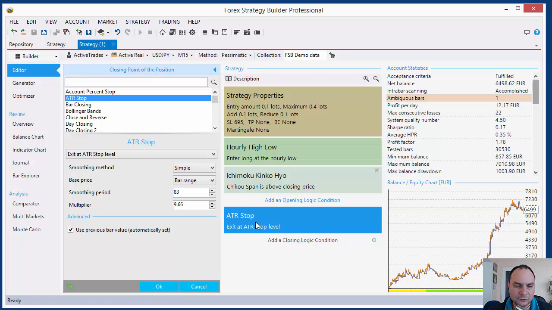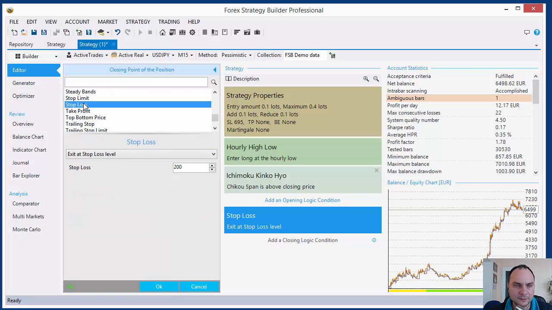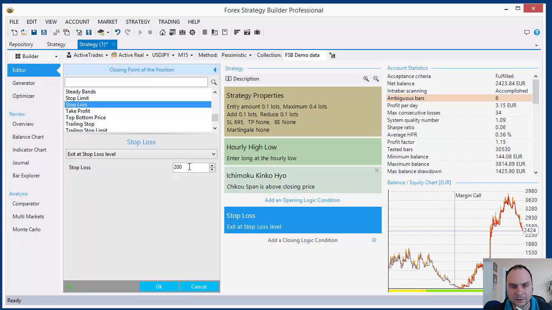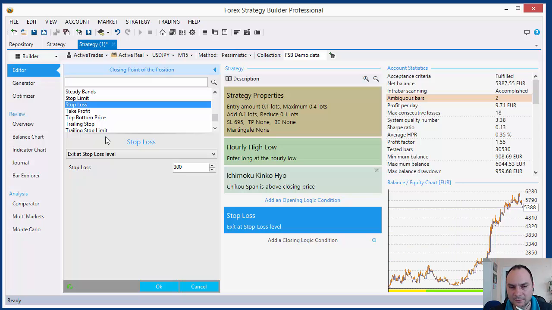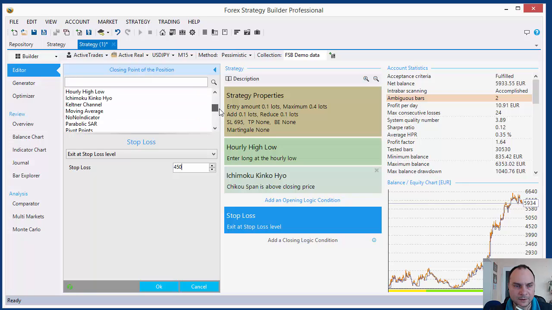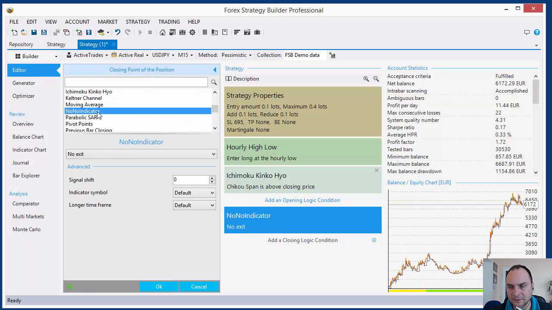I will remove this average true range stop. I'll put a regular stop loss. And how much to put? 300. It's not bad. This is in points. It's okay. Let's try without stop loss, with no indicator. Without stop loss is even better.